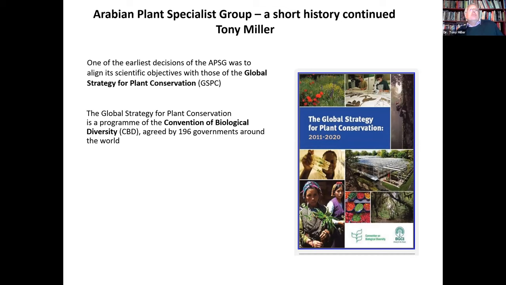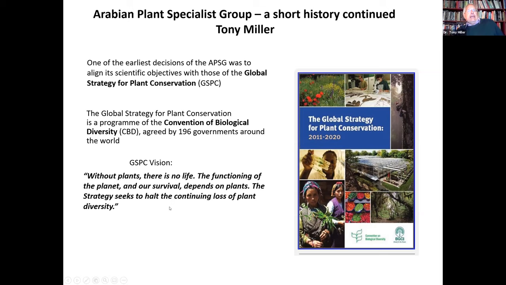And the Global Strategy is a program of the Convention on Biological Diversity, and it's agreed by 196 governments around the world. Its vision, which I think everybody here can agree with, is that without plants, there is no life. The functioning of the planet, our survival depends on plants. The strategy seeks to halt the continuing loss of plant diversity. So it's a very noble vision.